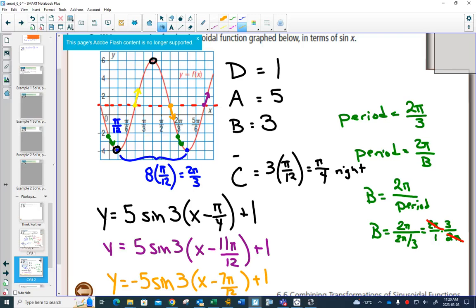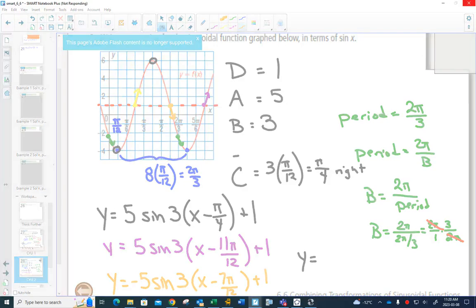I hope you could also see here that if I wanted to, I could do a cos graph. The amplitude, period, and d value, center line, would be the same on a cos graph. But where does a cos graph start?